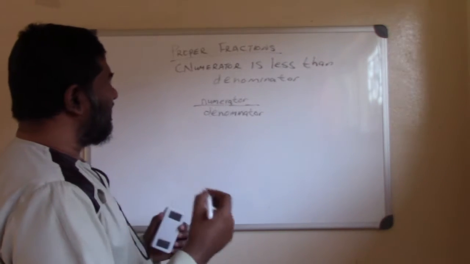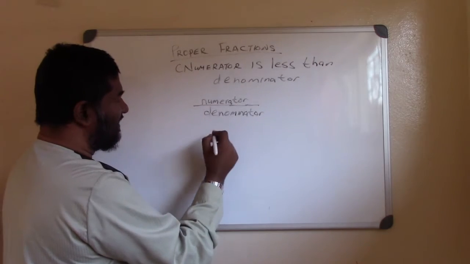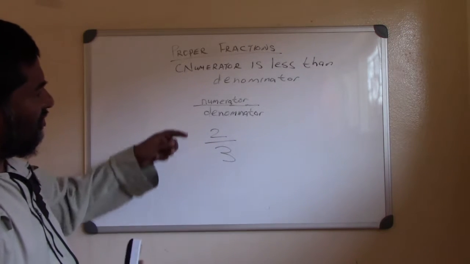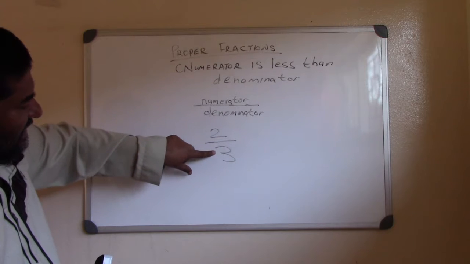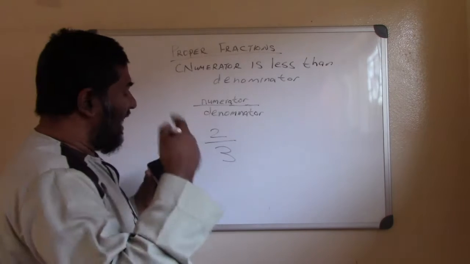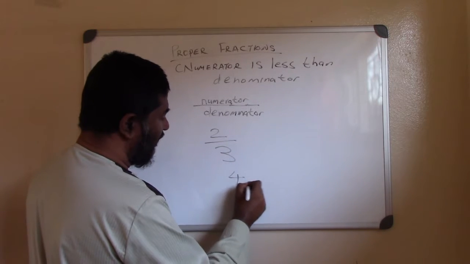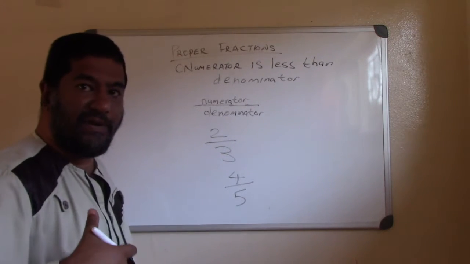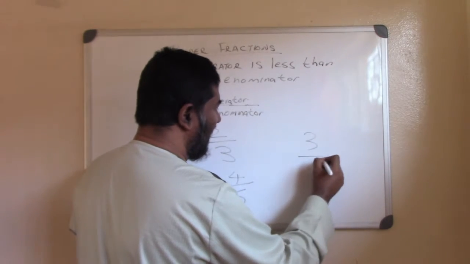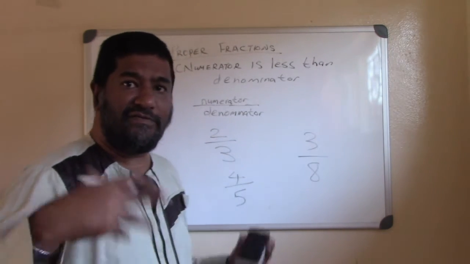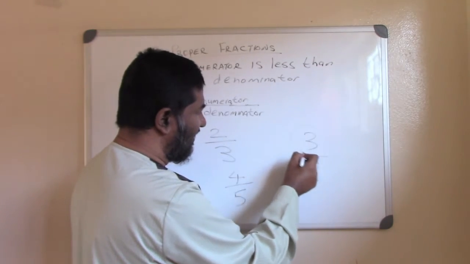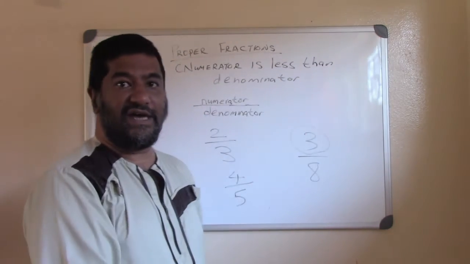Let me give you something as an example. Let's take 2 over 3. Can you see that the numerator 2 is less than 3? So this here is a proper fraction. Another example would be 4 over 5. That's another example of a proper fraction. Take 3 over 8. This is a proper fraction. Why? Because the numerator is less than the denominator.